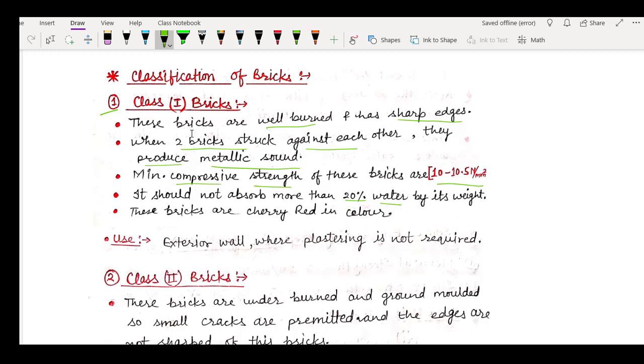These bricks are generally cherry red in color. So the perfect color for a good quality brick is cherry red. Okay, so where are these bricks generally used? It is used for exterior walls, mainly the walls which are facing outside, where plastering is not required. So if you are placing first class brick in your walls, you can skip the plastering process also.